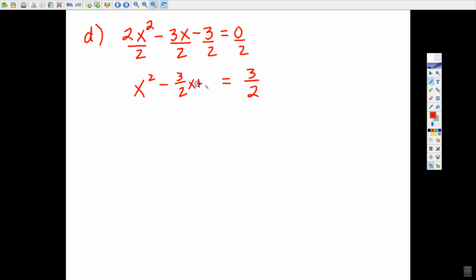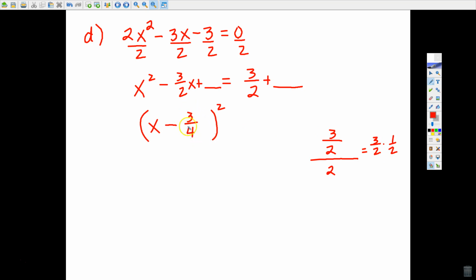I think I'll just leave this one in fraction form, so you can get a taste of both ways, fraction and decimal. Okay, so let's think about the factoring, what it would look like. Square root of x squared. Bring down the minus. Now what happens when you divide 3 over 2 by 2? 3 over 2 divided by 2 is the same thing as 3 over 2 times 1/2, and that's 3/4. Or if you're using decimals, you could think of 0.75.